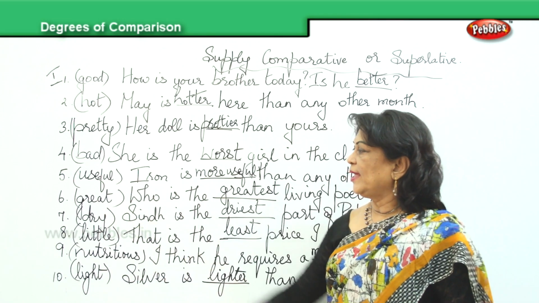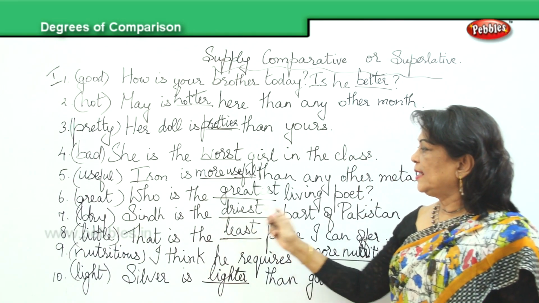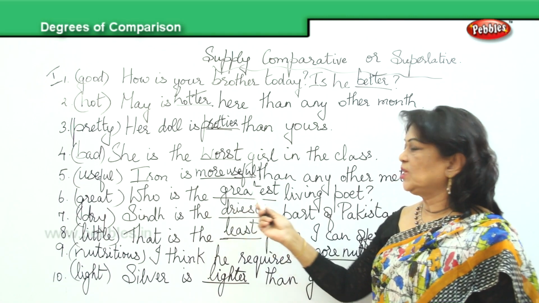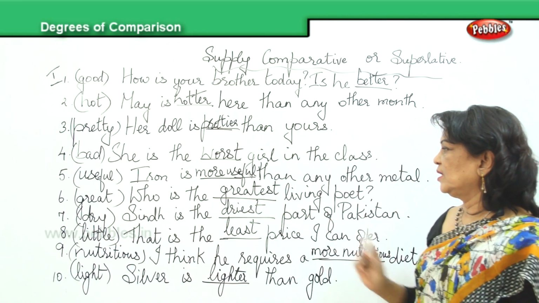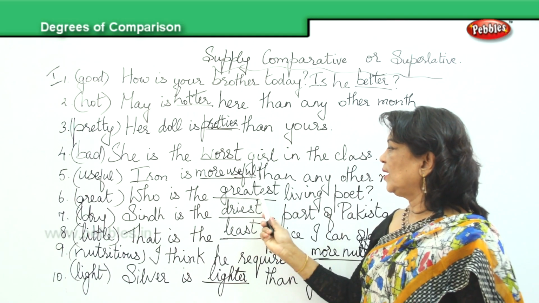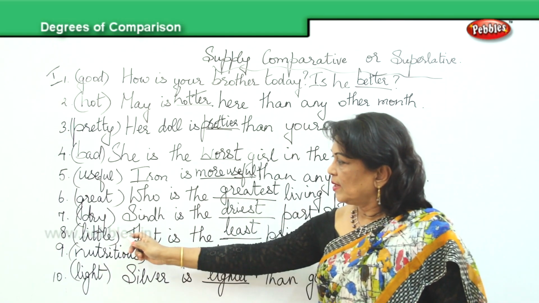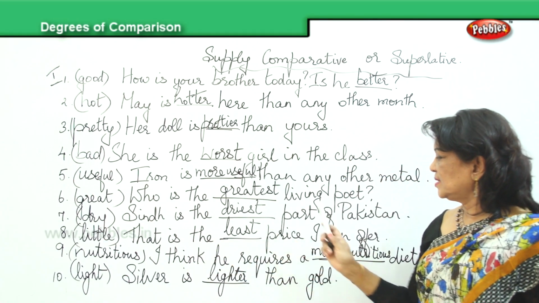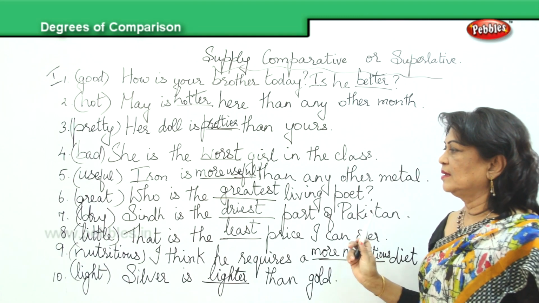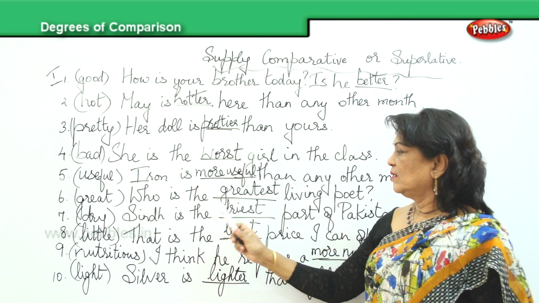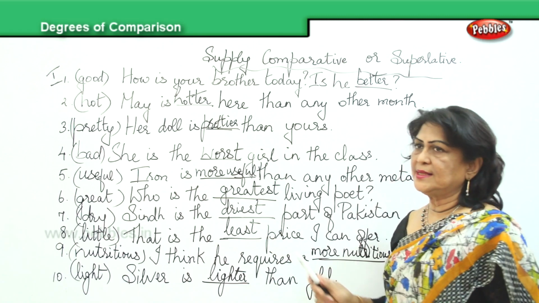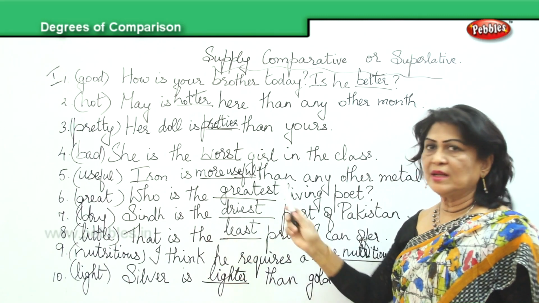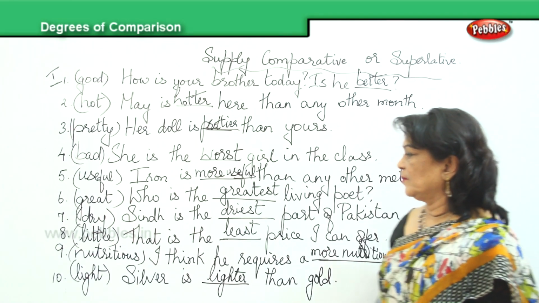Next one, great. Who is the greatest living poet? After THE comes the superlative degree. Great, greater, greatest. Next one, dry. Sindh is the driest part of Pakistan. Dry, Y becomes I and add EST. And also here, after the comes the superlative degree.